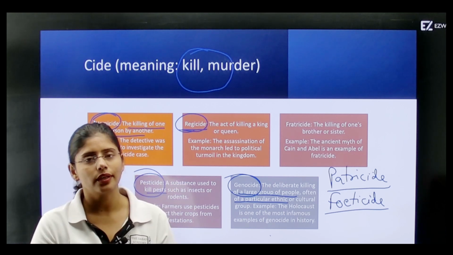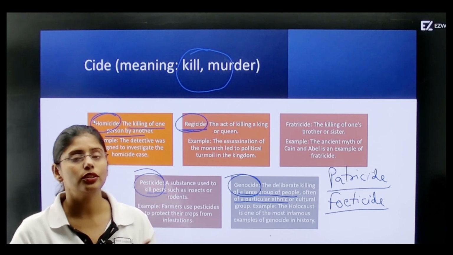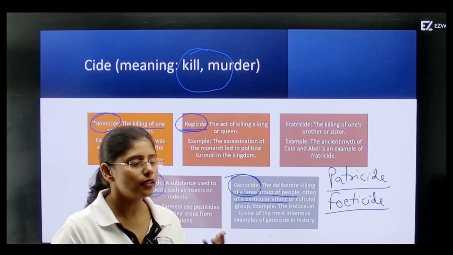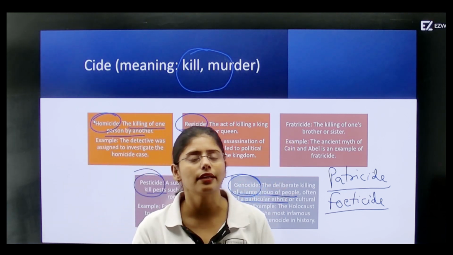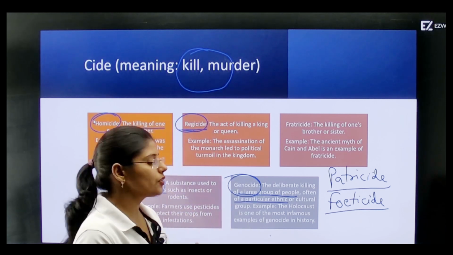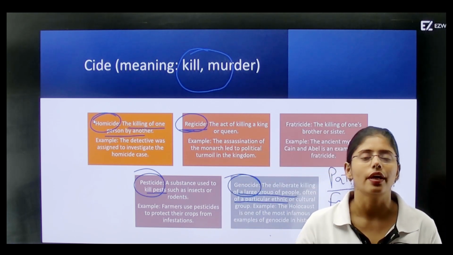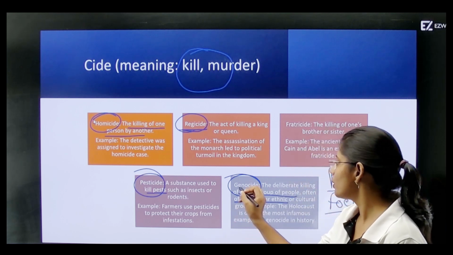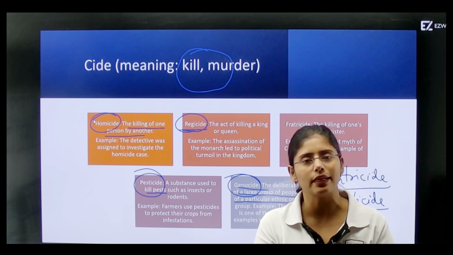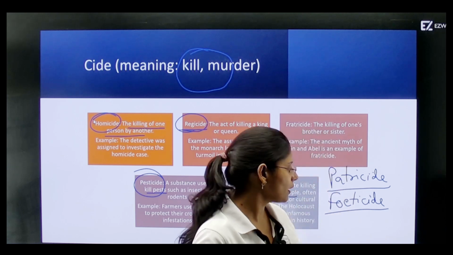Let's quickly recapitulate what we have done in this slide. The first word is homicide, that means to kill a human being. Second one was regicide, which means to kill a king. Third word was fratricide, which is related to killing your own sibling or brother. Fourth was related to pesticides, like germicide and bactericide, the ones used in your crops. And the last word was genocide, which means to kill a large number of people at the same time. Let's move ahead to the next slide now.